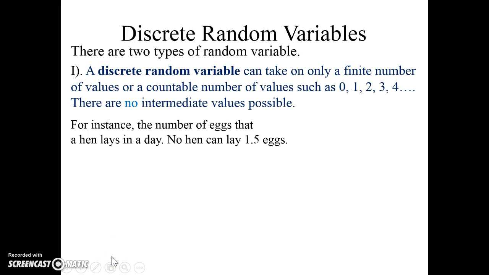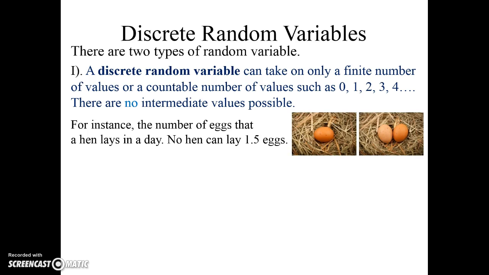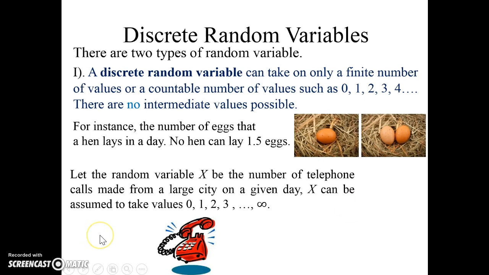What does no intermediate value mean? For instance, you want to count how many eggs a hen can lay in one day, alright? You can see, okay, 1 egg, 2 eggs, 3 eggs, so on and so forth. But no hen can have, let's say, 1.2 eggs, 1.5 eggs, like that, right? Another example. Let the random variable x be the number of telephone calls made from a large city on a given day. And then possible values can be 1 phone call, 2 phone calls, 3 phone calls, like that. Again, you cannot say, okay, I received 2.1 phone calls, right?